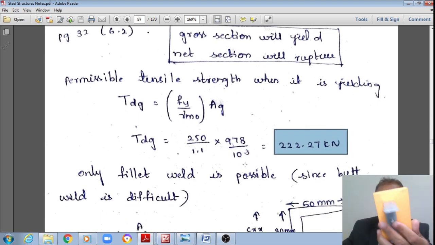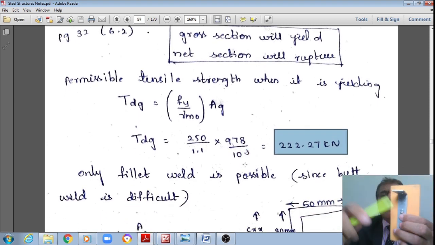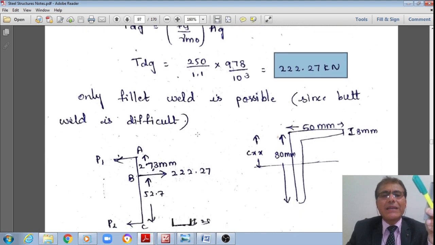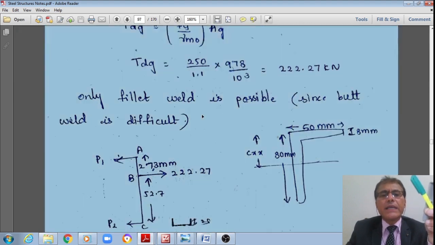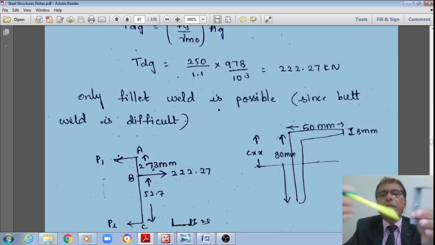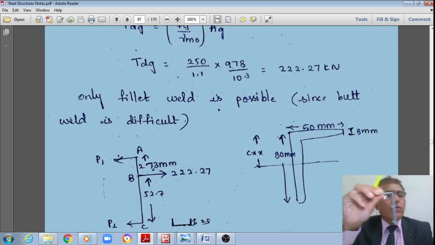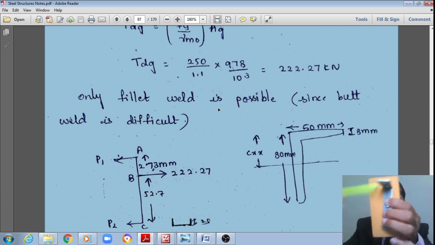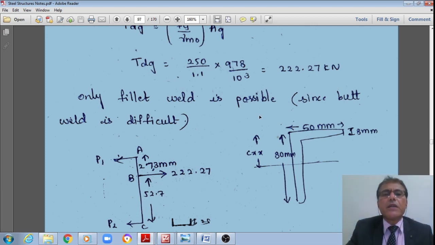This one angle can carry 222.27 kilonewton tension force, beyond which it will yield, or it will fail in the yielding criterion. Because it needs to be connected to a gusset plate, only a fillet weld is possible. Therefore, fillet weld needs to be provided at the top as well as the bottom.